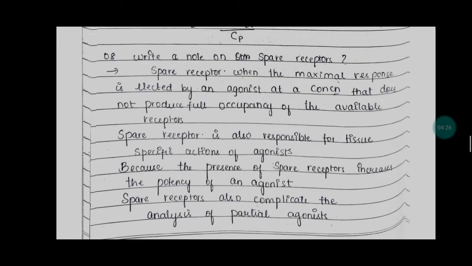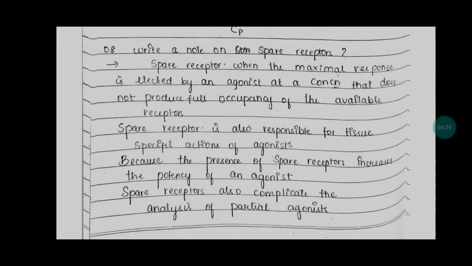So question number 8, write a note on spare receptors. Spare receptors exist when a maximum response is elicited by an agonist at a concentration that does not produce full occupancy of the available receptors. Spare receptors are also responsible for the tissue specific actions of agonists, because the presence of spare receptors increases the potency of an agonist. Spare receptors also complicate the analysis of partial agonists.